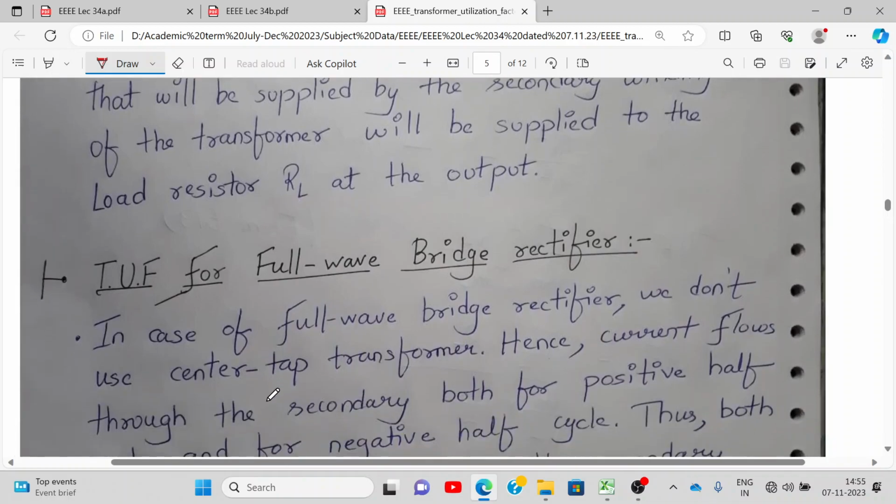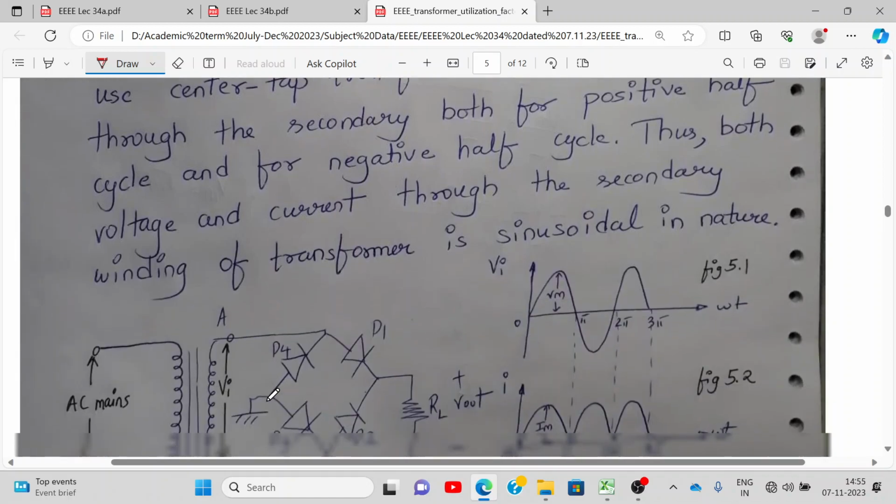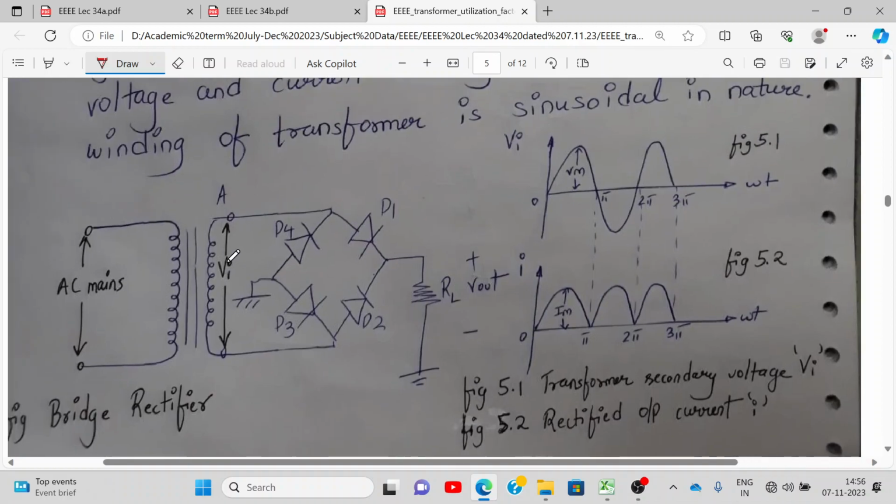Okay. Now listen to the explanation of full wave bridge rectifier. You will not write. Only write the final expression. Remaining things are there in this document. Now tell me what is VI over here? What is VRMS over here for this diagram?